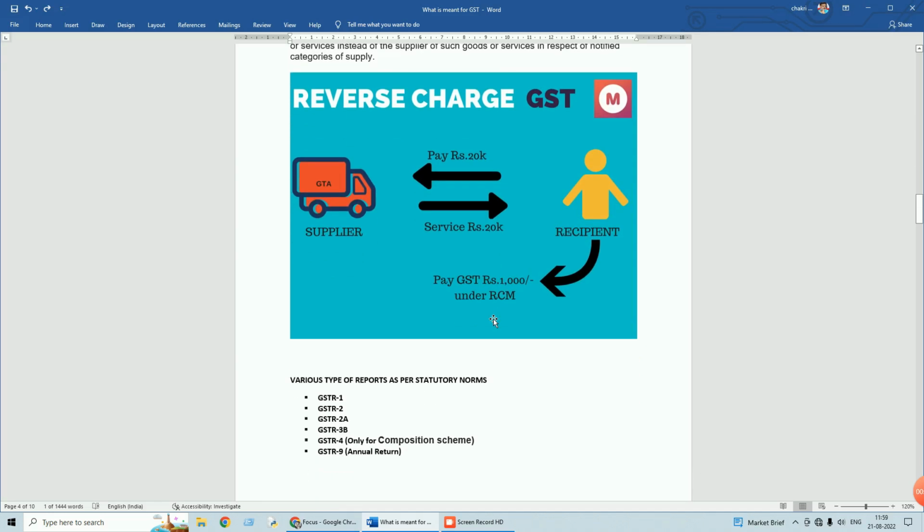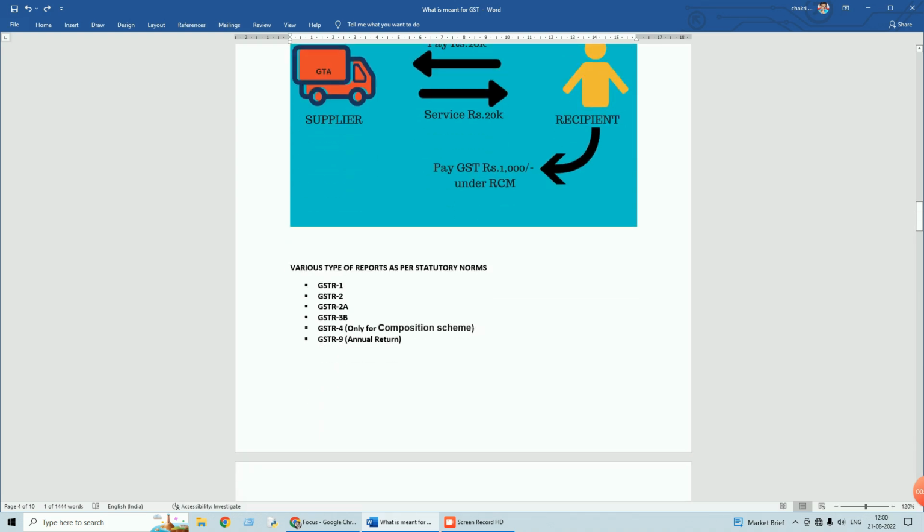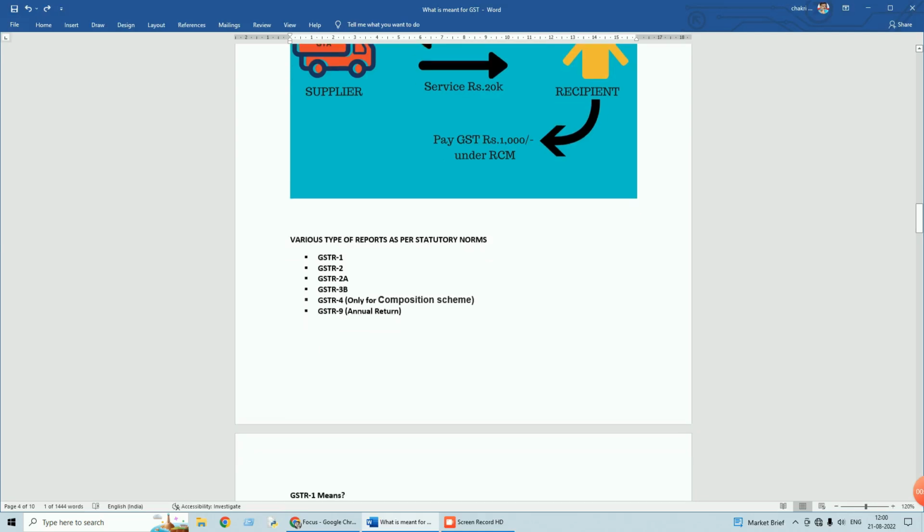So once you have done with all your transactions, there are many types of reports in GST statutory. One is GSTR1, second is GSTR2, third is GSTR2A, fourth is GSTR3B, and there is GSTR4 which is for composition scheme. I will explain what the composition scheme is also. Then there is GSTR9.